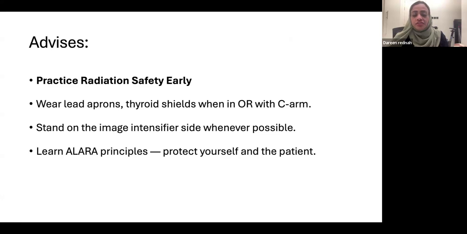Practice radiation safety early. Please, please, please do not enter a surgery and say it's one shot. You don't know what's going to happen. Wear the apron, the thyroid shield. Some hospitals don't give a thyroid shield. Buy them, it's not expensive. The lead glasses too. Stand on the image intensifier side whenever possible. Learn the ALARA principle. Protect yourself and the patient.